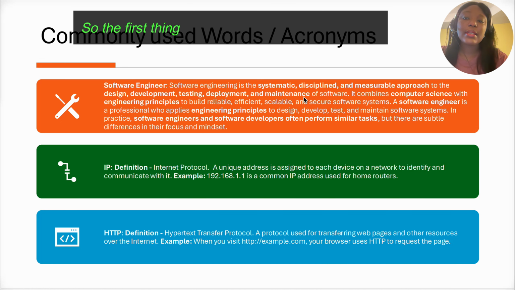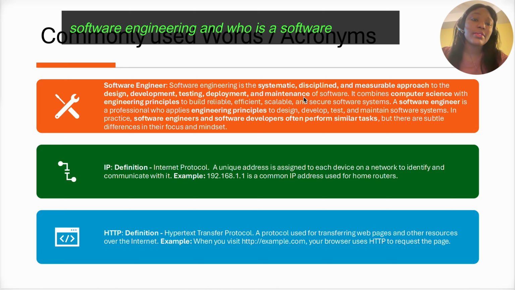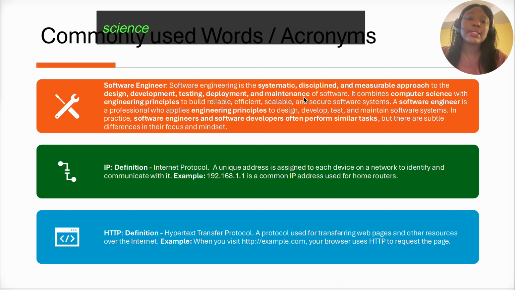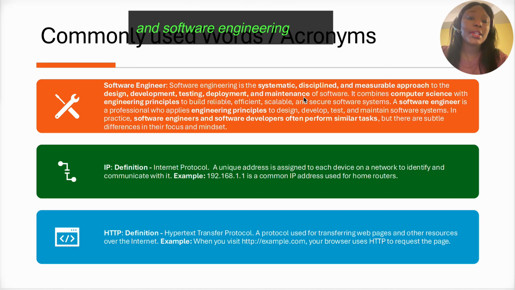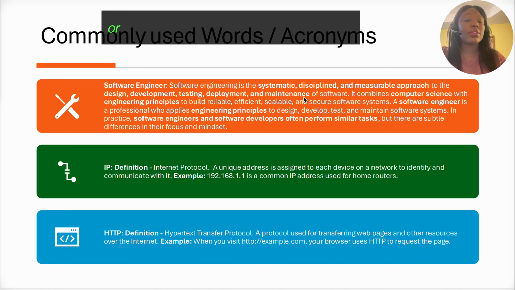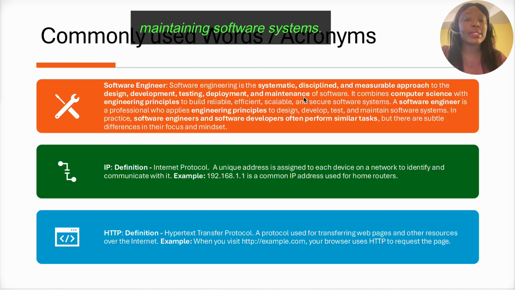So the first thing we want to understand is what is software engineering and who is a software engineer. A software engineer is just a person who combines computer science and engineering principles to build efficient and secure software systems. And software engineering is a process or an approach, a measurable approach of creating or designing, developing, testing, deploying, and maintaining software systems.